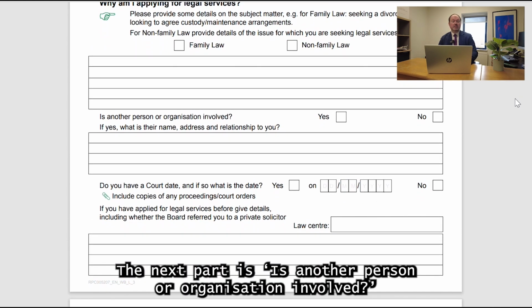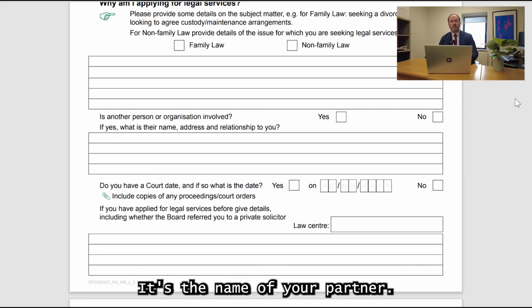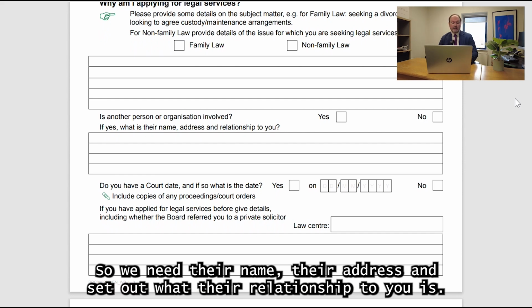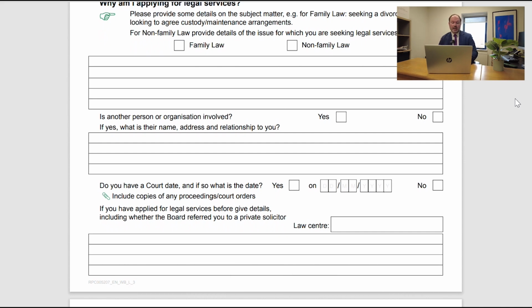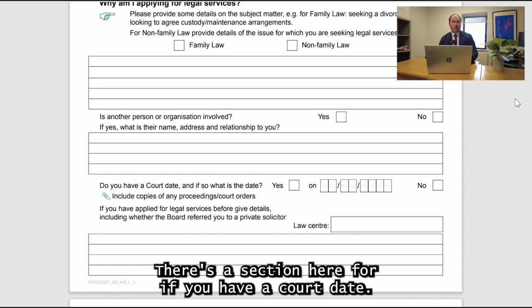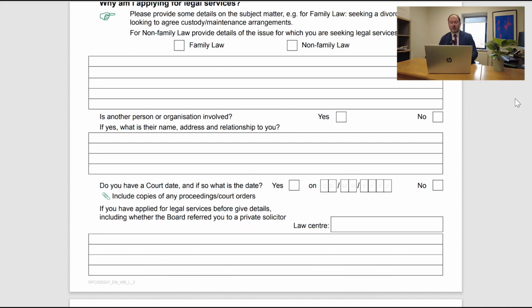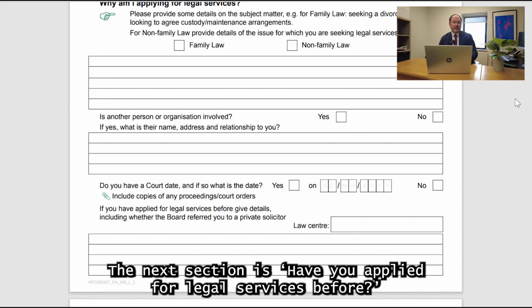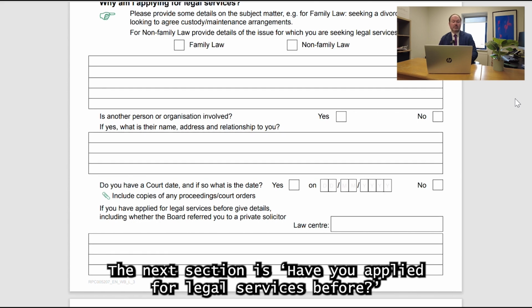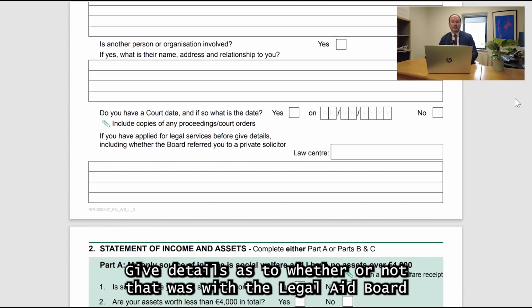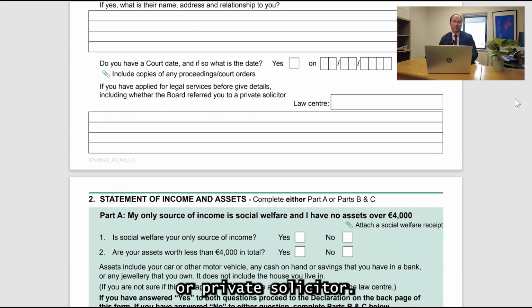The next part is another person or organisation involved? It's the name of your partner, so we need their name, their address, and to set out what their relationship to you is. There's a section here for if you have a court date. If you do, put down the date that you're next due in court. Otherwise, you can put no here. The next section is have you applied for legal services before, and give details as to whether or not that was with the Legal Aid Board or a private solicitor.